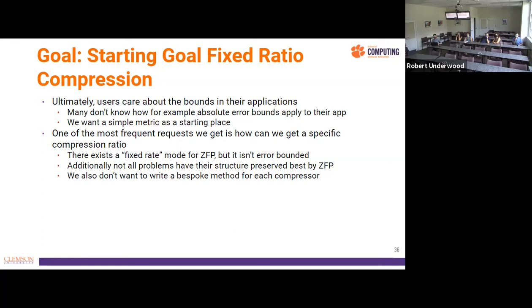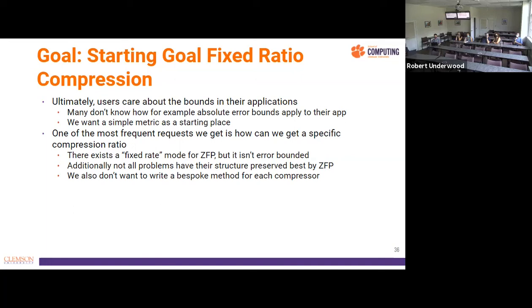So at the beginning of my talk, I mentioned the SSIM as an image quality metric. You might want to be able to bound the quality on the SSIM. Now, going directly from an error bound to something complex like an SSIM is kind of a big jump. So we're going to start with a slightly simpler problem of bounding the compression ratio.